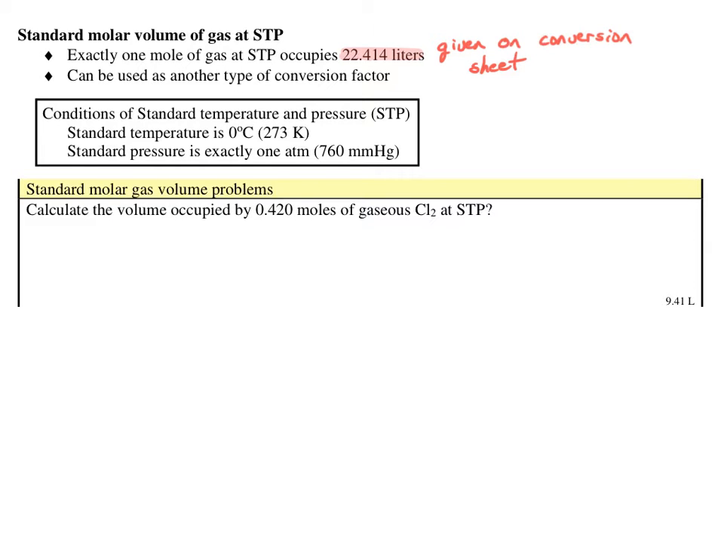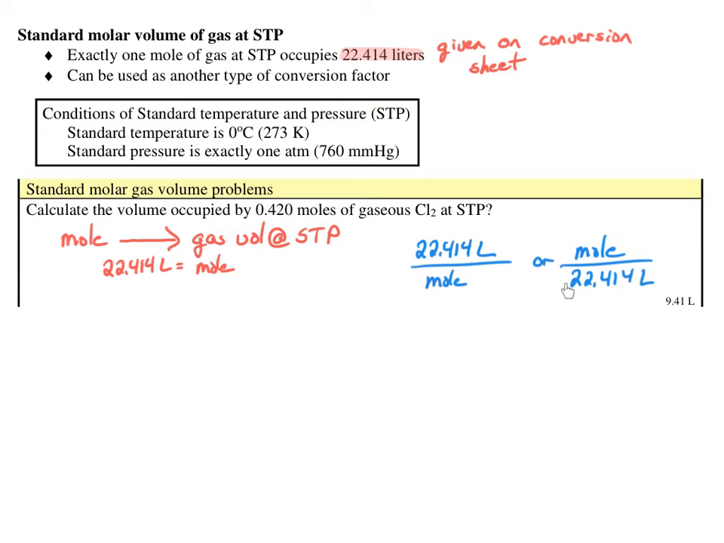STP are conditions where the temperature is 0 degrees C and the pressure is exactly 1 atmosphere. So if we're at STP, we can very easily calculate the moles of gas by measuring the volume. So essentially we're going to use this value, 22.414 liters, to convert back and forth between moles and volume.